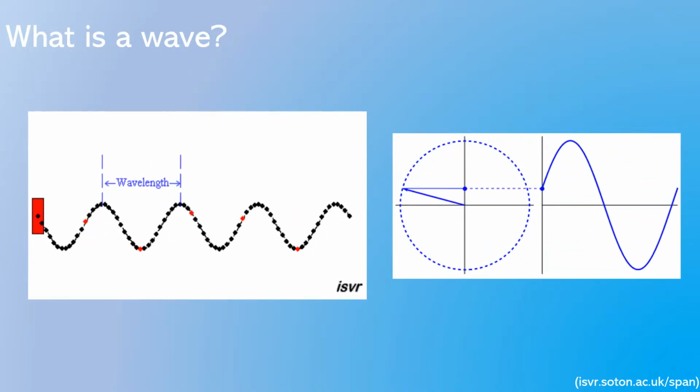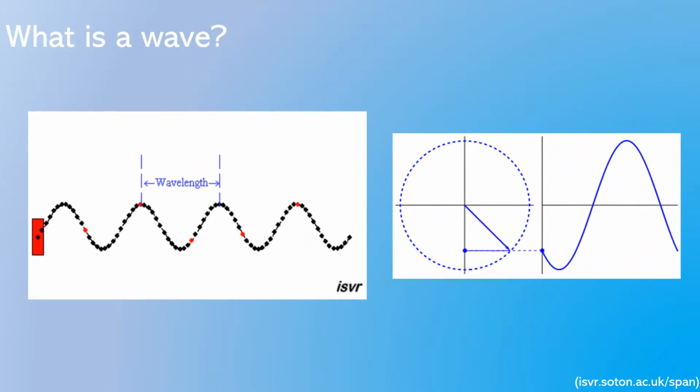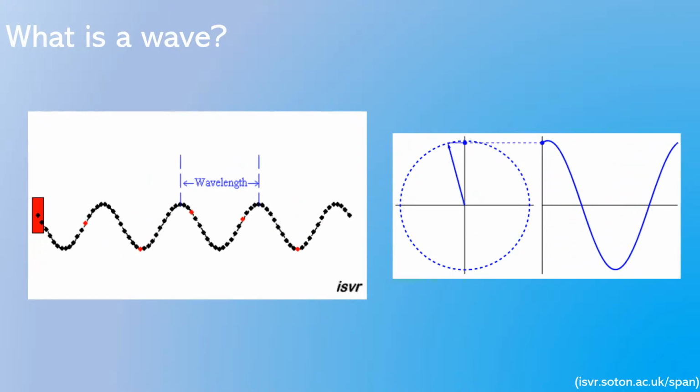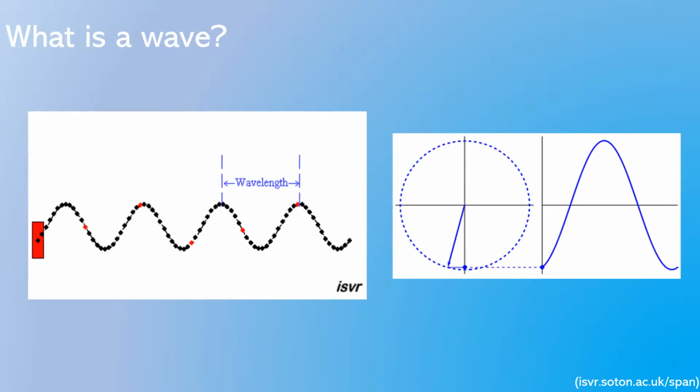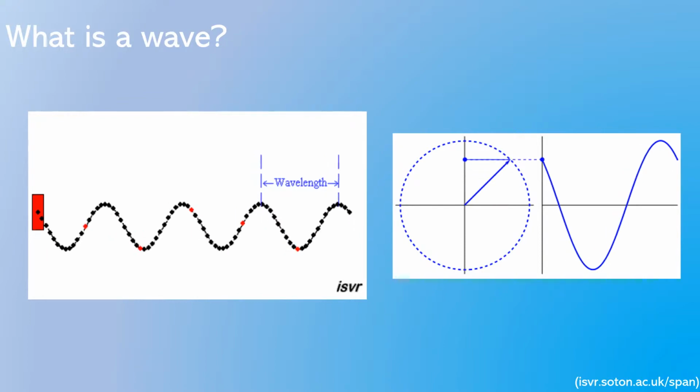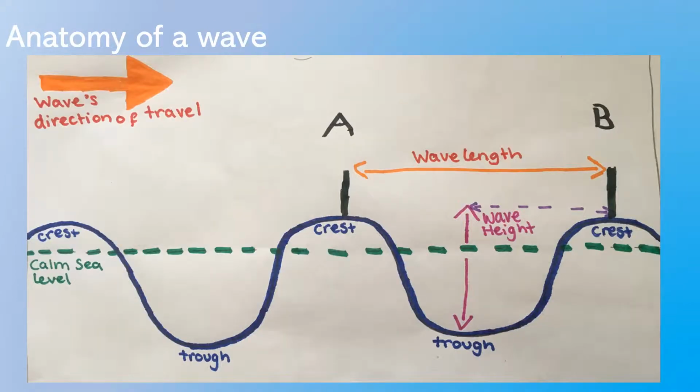An ocean wave is the undulation of the water surface caused by a disturbance, usually wind, and they transport energy through oscillations. The anatomy of a wave is vital to understanding how different wave types are formed and how they interact with each other. Here are a few basic definitions.